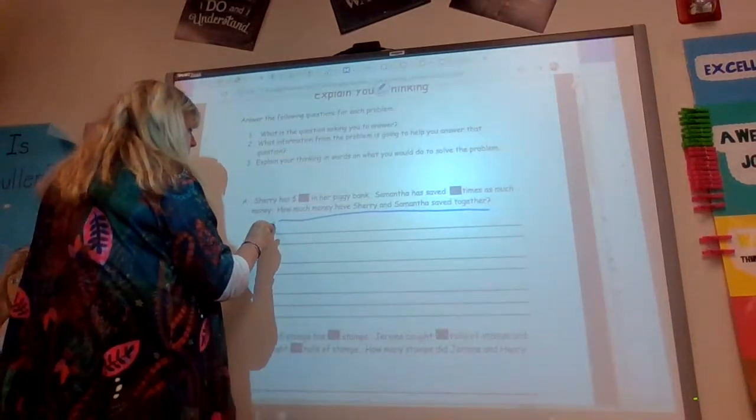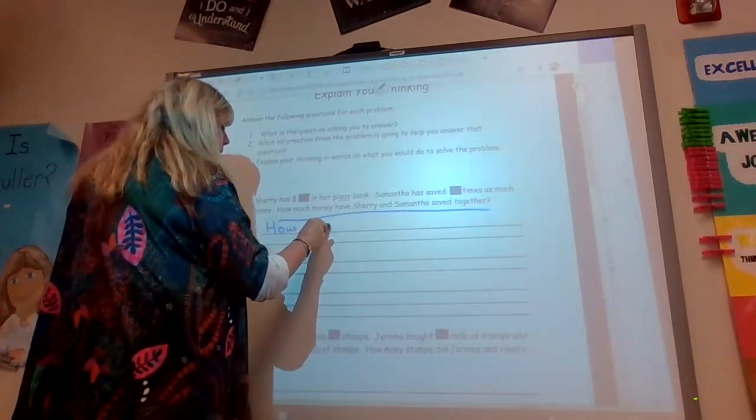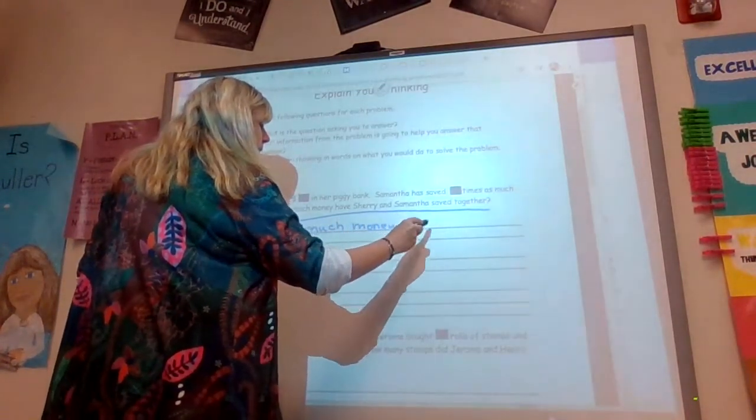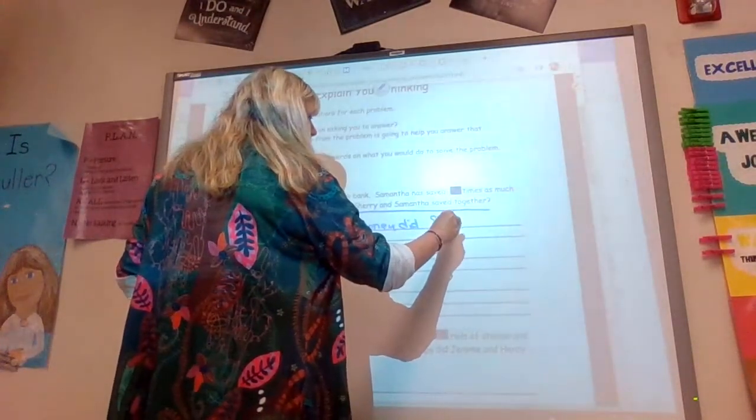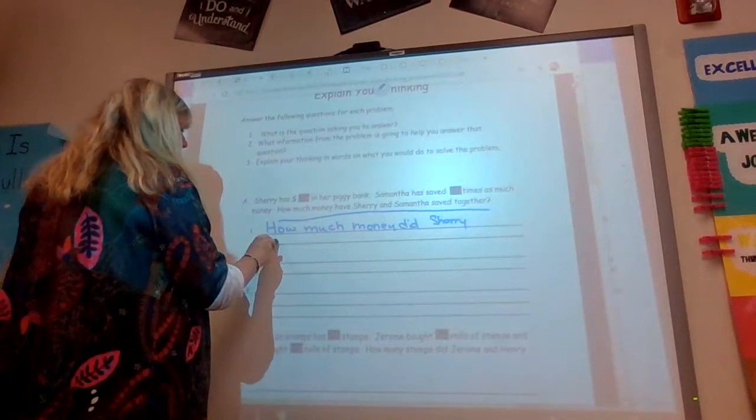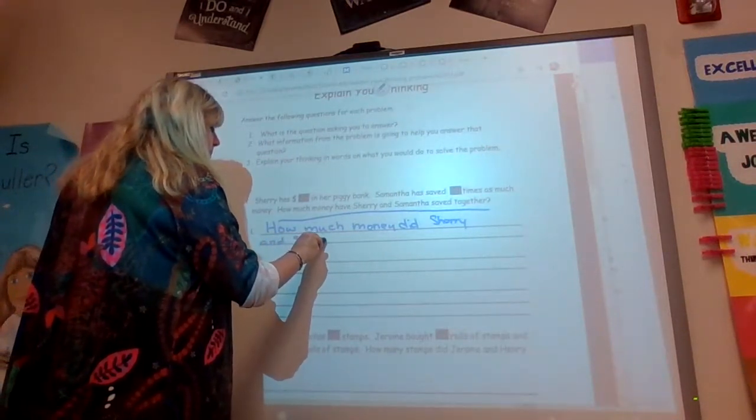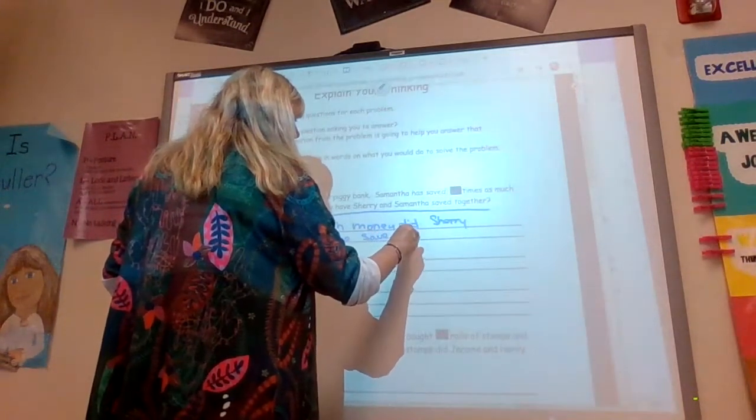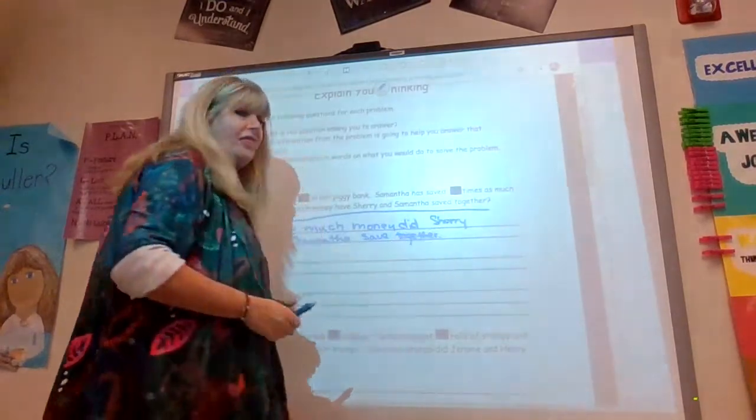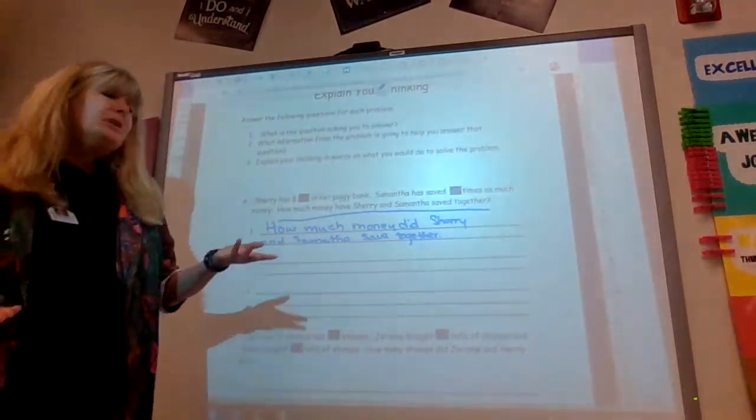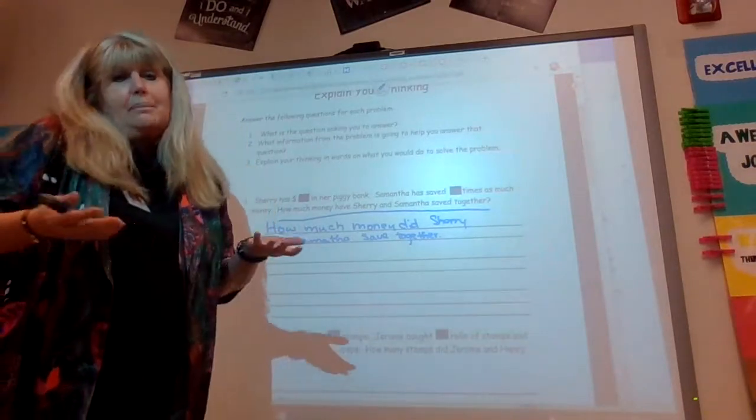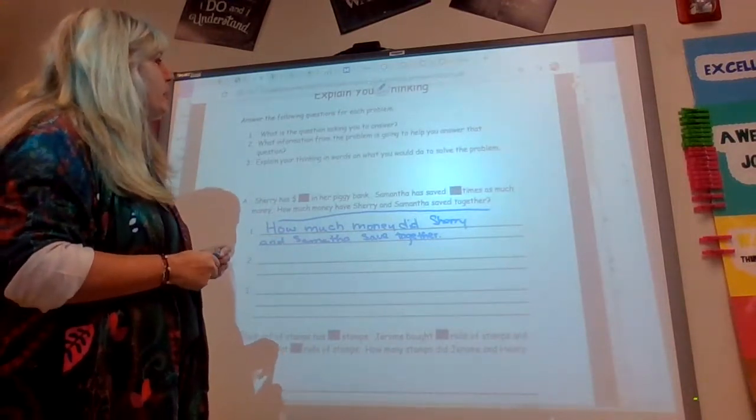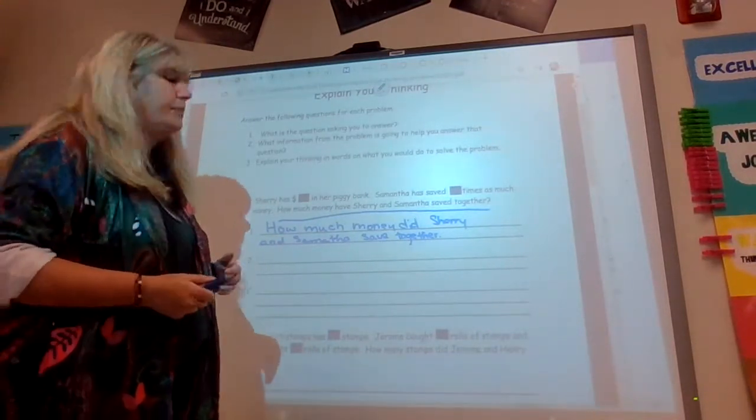So, how much money did Sherry and Samantha save together? Okay, so that is the question that I'm trying to answer. So I'm going to use these clues in this story problem to help me figure out how much money those two girls save together. All right, question number 2 says, what information from the problem is going to help me answer that question?